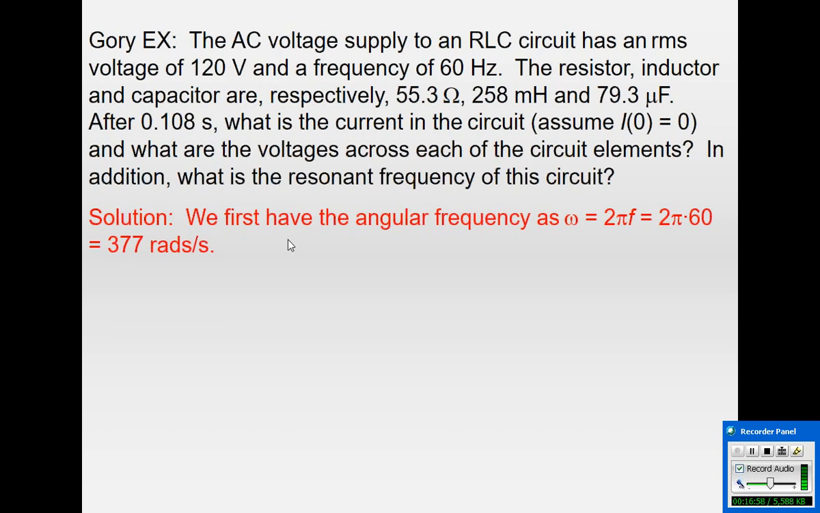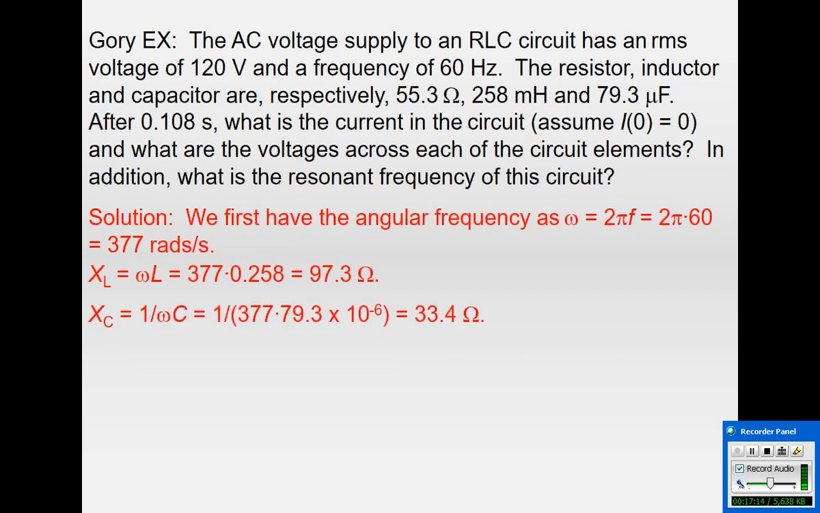Given that the frequency is 60 hertz, the angular frequency of the circuit is 2 pi times 60. It's actually 377 radians per second. That allows us to calculate the inductive reactance, which is omega times L, and the capacitive reactance, which is 1 over omega times C. So now we have R is 55.3, XL is 97.3, XC is 33.4.